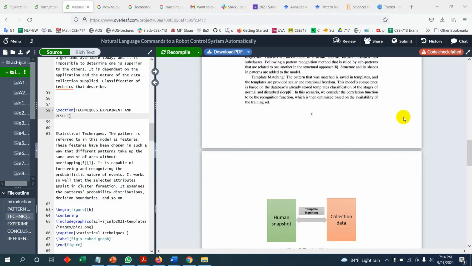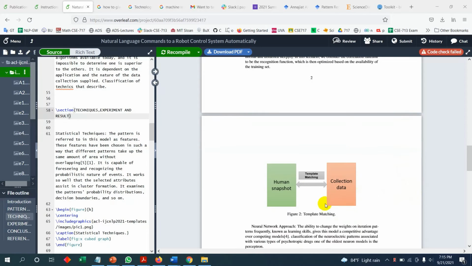So what is that? The pattern that was matched is saved in templates, and the templates were provided scalar and rotation freedom. This model is based on a database of already stored templates, classification of the stages of the normal and the disturbed sleep. There is also a medical term called the sleep apnea test. That is a disease test name. So in this scenario, we consider the correlation functions to be a recognition function, which is then optimized based on the availability of the training set. In practice, we want to develop this human snapshot and the collection of data. That means, as we discussed before, MRI data, CT scan data, DT data, that we are doing the matching part.